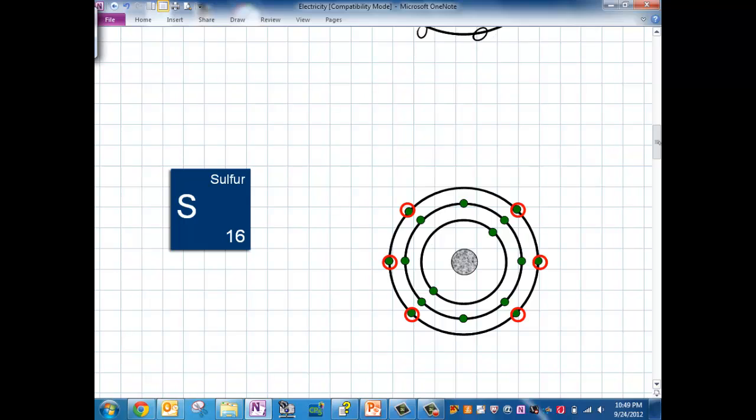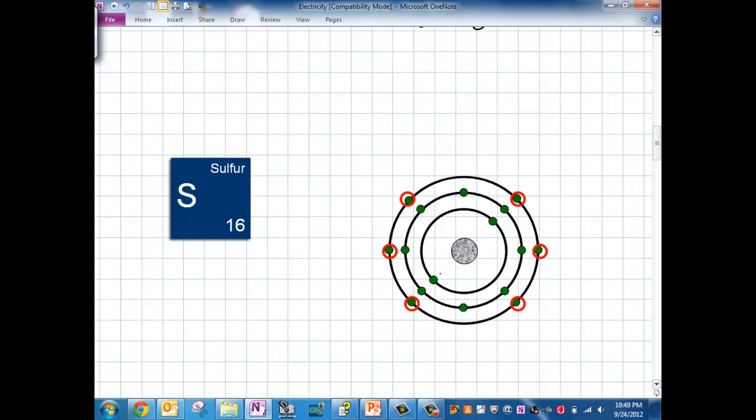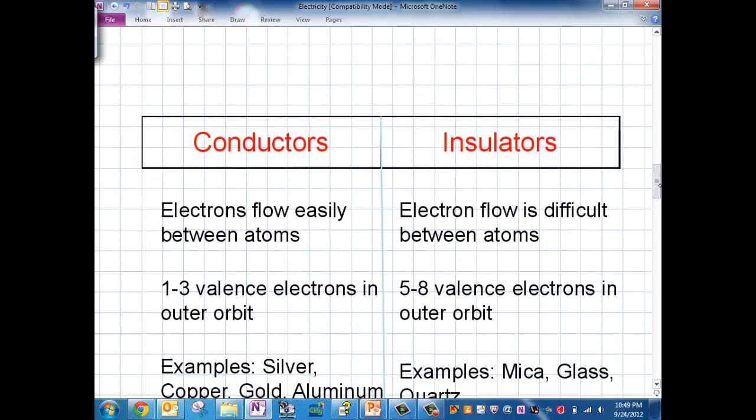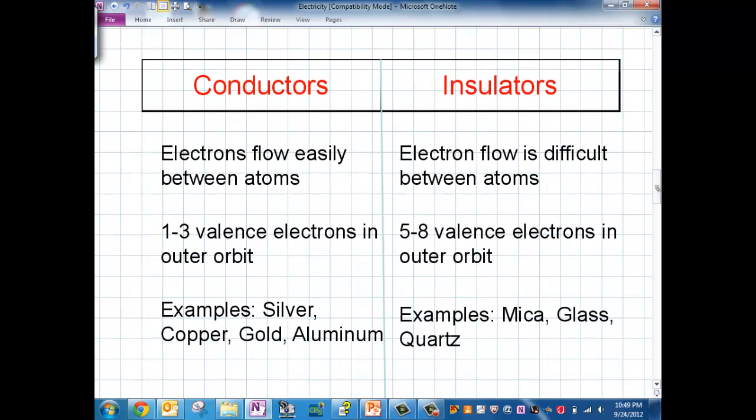Looking at sulfur, though, with 16 electrons and 16 protons, we have a balanced ring here and a balanced ring here, and only 2 open electron areas on the outermost ring here. So this one is a bit different, kind of the opposite end of the spectrum. Looking at these two materials, a good conductor would be like copper, because it has very few outer electrons, whereas sulfur is a very good insulator.